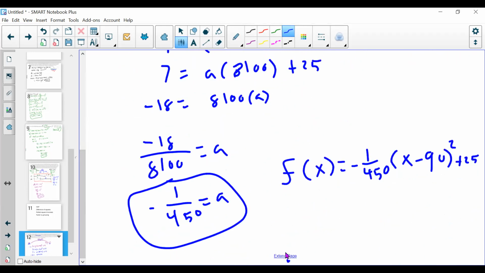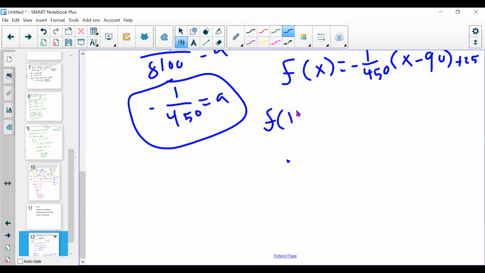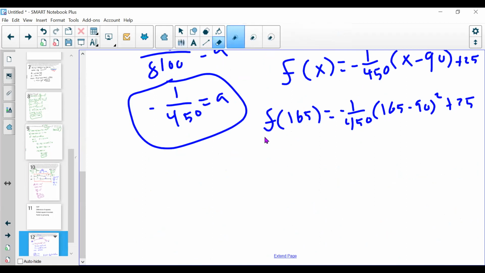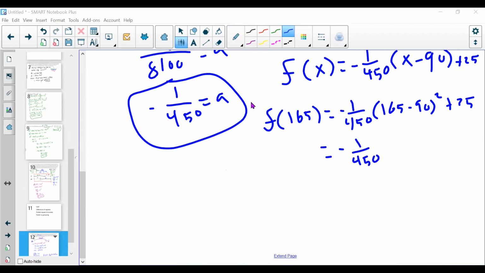So that's what we're going to do. We're going to plug in 165 for x, or in other words, we're figuring out what f of 165 is. That equals negative 1 over 450 times 165 minus 90 squared plus 25. So that gives me negative 1 over 450 times 75 squared, since 165 minus 90 is 75. 75 squared is 5,625, plus 25.